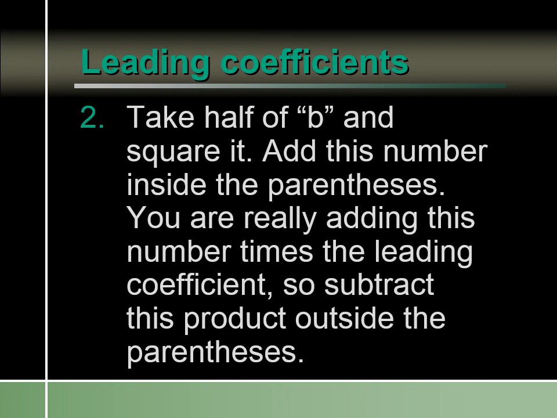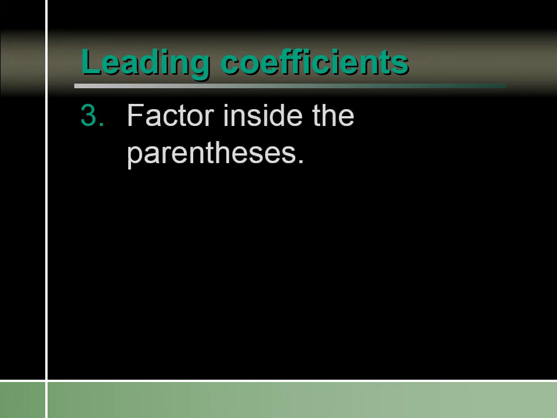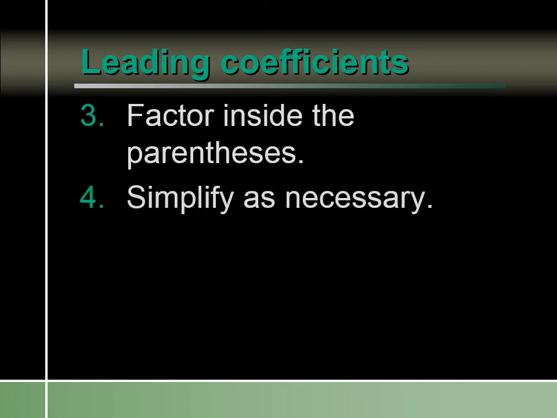Now here comes the super tricky part. We are really adding this number inside the parentheses times the leading coefficient number. So when we do the subtraction part of this problem, we're not just subtracting what we put inside the parentheses, but we're subtracting that number times the leading coefficient. Step 3, we're going to factor inside the parentheses since it is now a perfect square. It'll come out really nice for us. And then step 4, simplify as necessary.